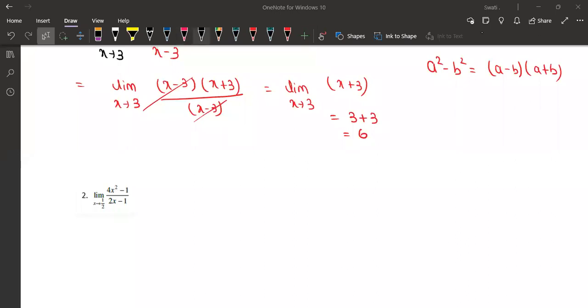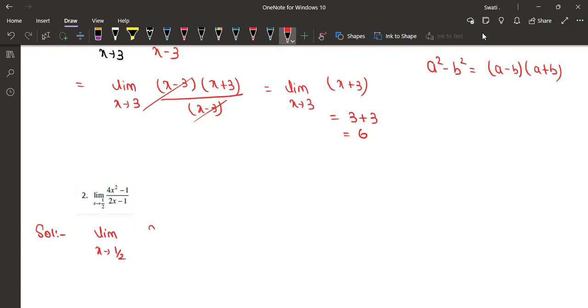The second question is exactly similar to the first one. So let us quickly start with the solution. Here again, we cannot put the value of x, that is half, directly, because that will give our answer in the form of 0 by 0. That is an indeterminate form. That is why we will simplify this. So the question is limit x tends to half 4x square minus 1 upon 2x minus 1. If you want, you can also check by putting the value of x, that is half, in this particular question, you will get the 0 by 0 form. So let us simplify this.